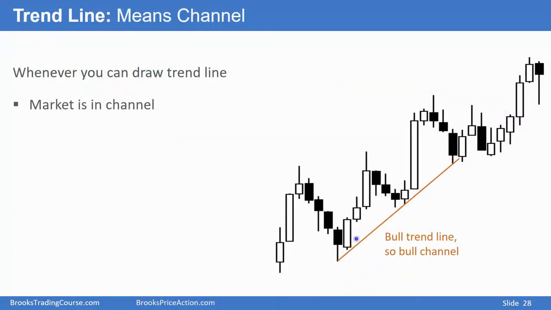As soon as you have 2 points, you can draw a line, and you immediately know that the market's in a channel, whether or not you're aware of what the top of the channel is. You know that you can draw a line, here a bull trend line, and therefore it's a bull channel. There's some line on top that traders will see as resistance. And when the market comes down to the line, traders will look to buy a reversal up here, or a second entry here.